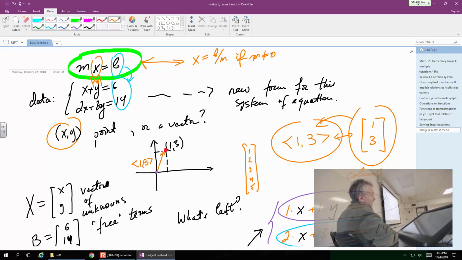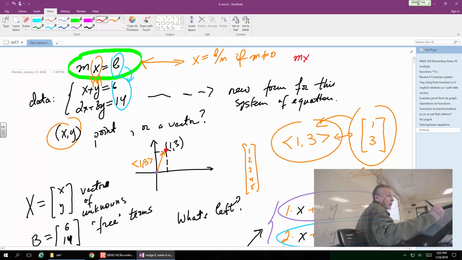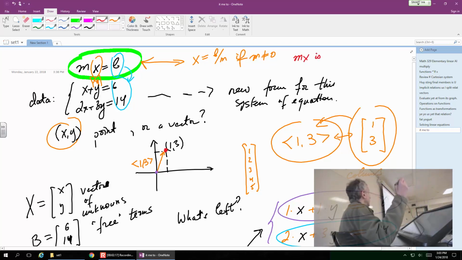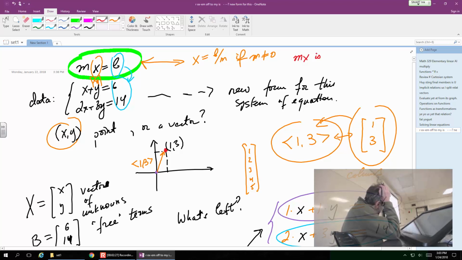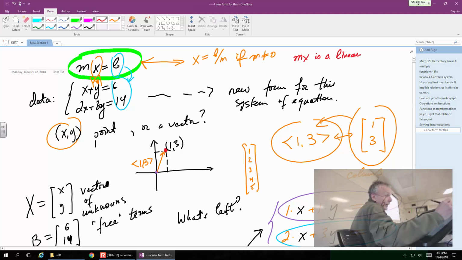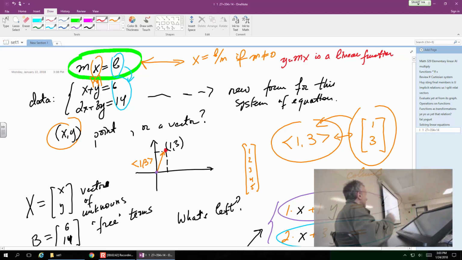Okay, what we're looking at is mx. So forget about b for the time being. What is mx? It is a line. m is a slope, but it is a function. In fact, it is a linear function, but most importantly, it is a function. So you just have y equal mx. So what does this function do? It takes x and multiplies it by m.